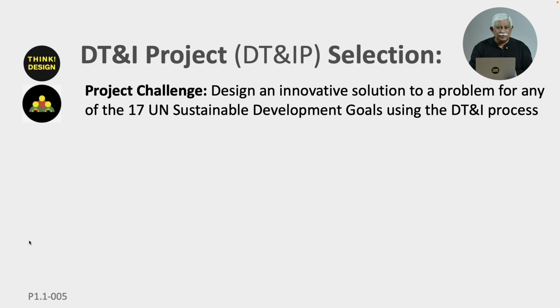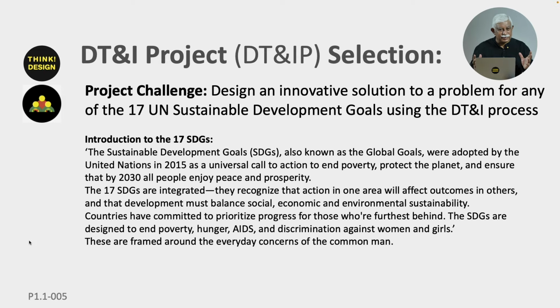This project design challenge is to think of an innovative solution to a problem for any of the 17 United Nations Sustainable Development Goals, using the design thinking and innovation process. So, what are these 17 SDGs? They are defined by the United Nations. They recognize it as an action to look at the problems around the world. These are known as global goals, and they might have to do with poverty, hunger, discrimination, rights, and they are all framed around the everyday concerns of the common man. A very nice subject.